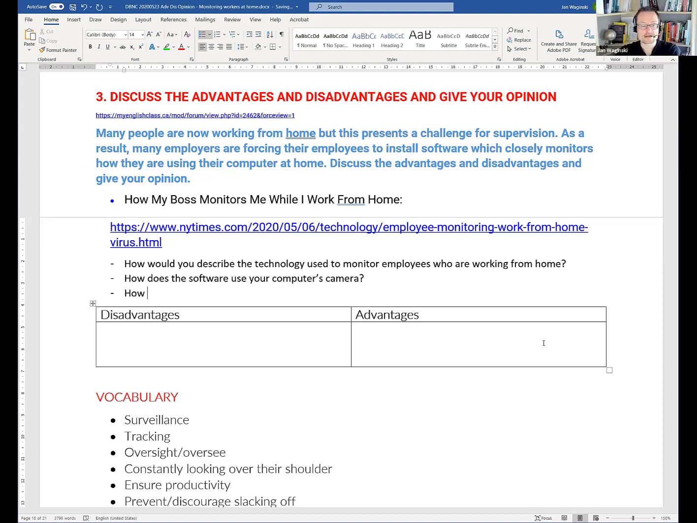So one of the technologies is that your camera will take a snapshot of you every 10 minutes, for example, or every 5 minutes, just to make sure that you're actually sitting in front of your computer. So that's one of the technologies that's mentioned. And they also refer to screenshots. Yes. So how are screenshots used?